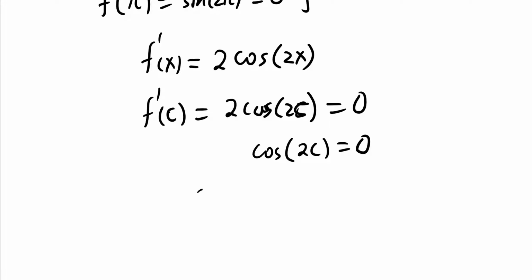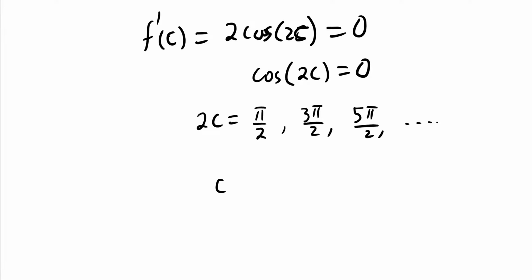Well, 2c can be pi over 2. That's the first one I come across on the unit circle. Cosine pi over 2 is 0. The next one is 3 pi over 2. The next one, 5 pi over 2. And this list can go on and on. Odd multiples of pi over 2. If you divide each one of them by 2, you get pi over 4, 3 pi over 4, next one, 5 pi over 4. And this list can go on and on.